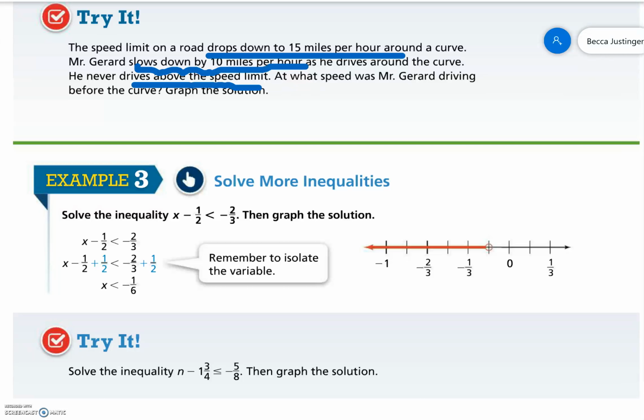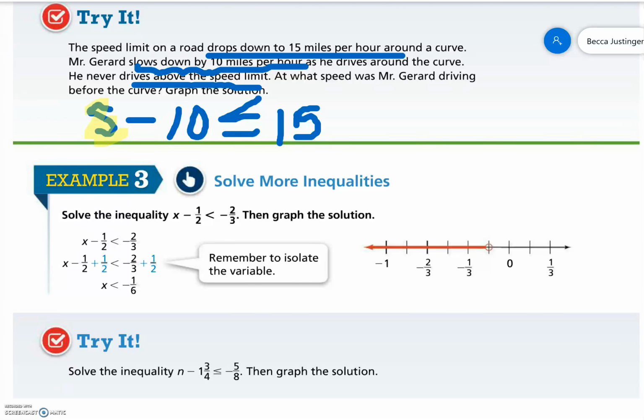Graph the solution. So we don't know the speed he was driving, so we can use S. But when we went down around the curve, he slowed down 10 miles per hour. He doesn't drive above the speed limit. We know the speed limit was 15. Could he drive less than the speed limit? Yeah, so his speed could be less than, or he could drive exactly the speed limit, or equal to. So now we're trying to find his speed, S.